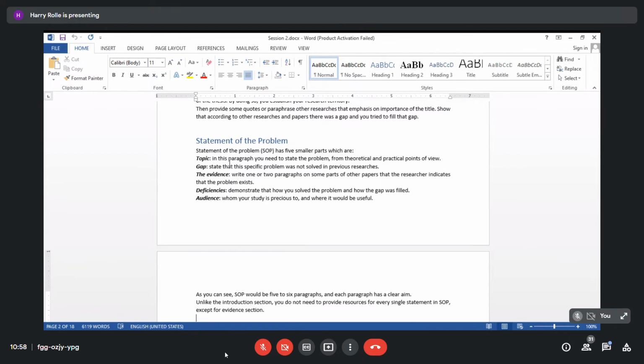Okay? And then we have your deficiencies: demonstrate how you solve the problem and how the gap was filled. So syempre yan yun. And then the audience whom your study is precious to and where it will be useful. So audience, sino-sino ba yung audience nyo?